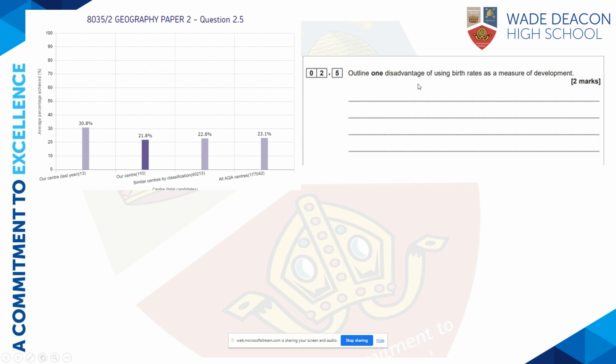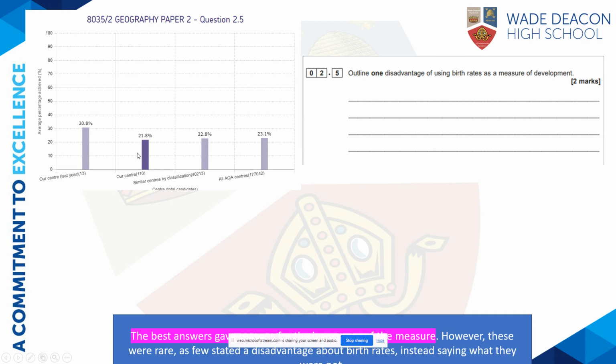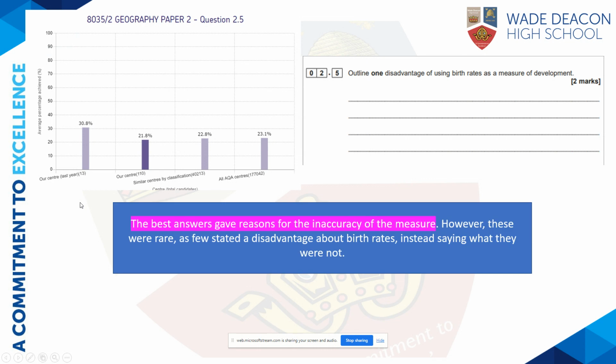2.5, one disadvantage of using birth rates as a measure of development. When I marked this exam paper in the summer, it was really poorly answered, and that reflects in our answers, doesn't it? So the best answers gave reasons for the inaccuracy of the measure. However, these were rare, as few stated a disadvantage about birth rates. Instead, they were saying what they were not.